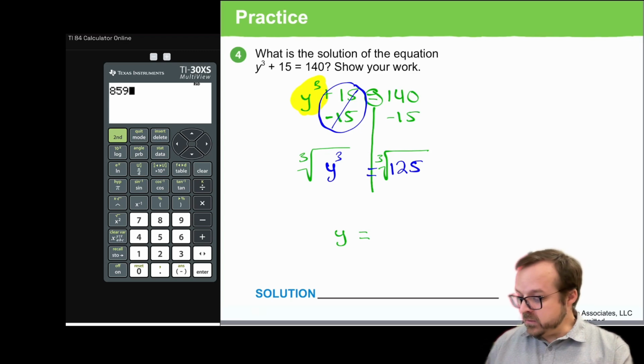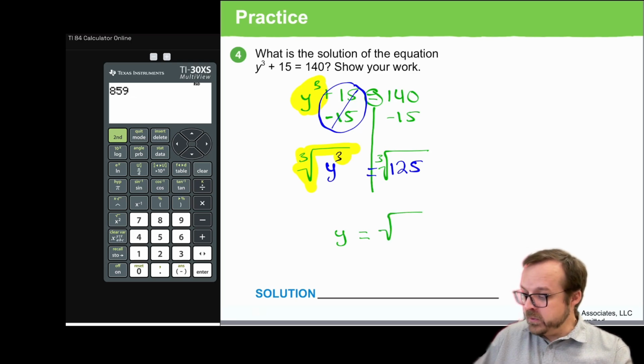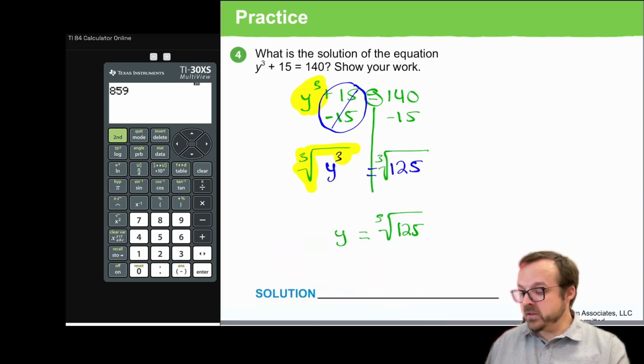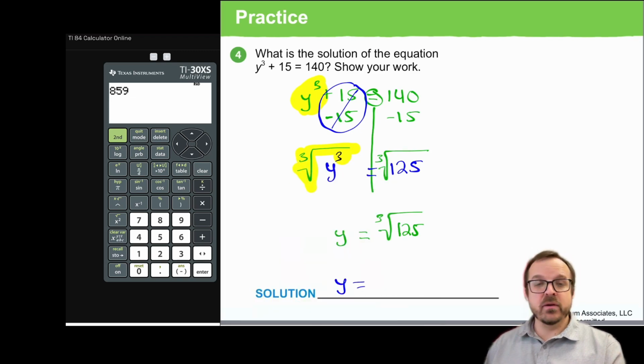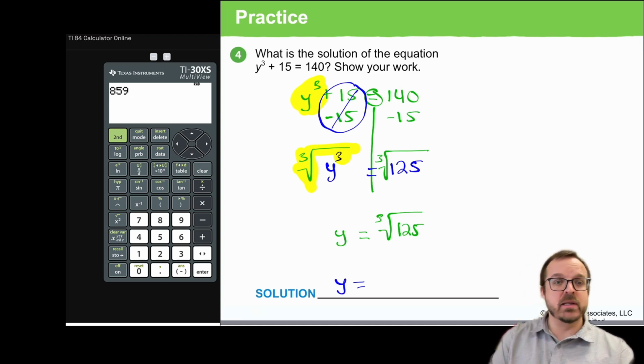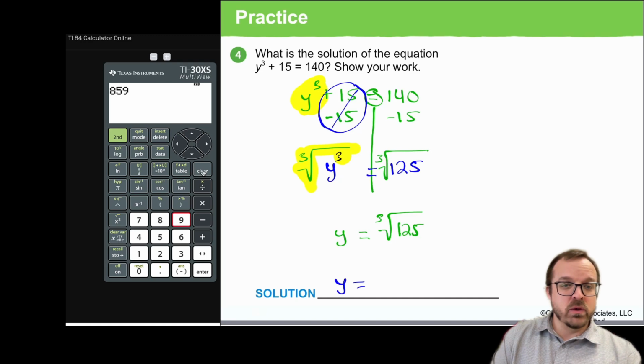So in this case, I'll kind of draw it out here. But this cubed and this cubed root will cancel each other out, leaving us with y equals the cubed root of 125. And if you remember, 125 is a perfect cube. We just need to figure out what that is. Either you remember it, or you have to go to your calculator. In this case, we're going to go over to the calculator.